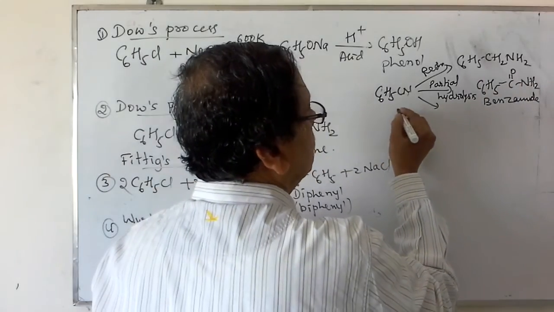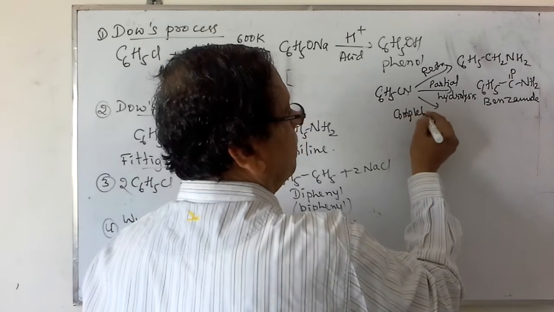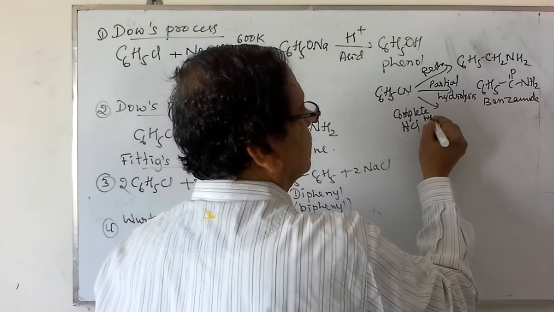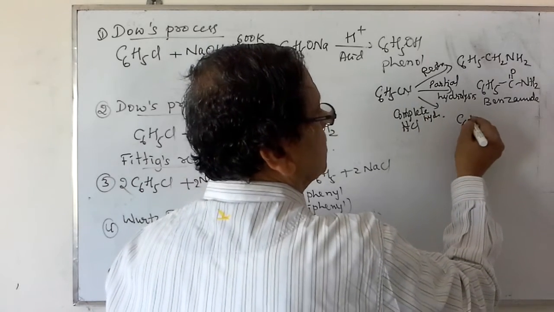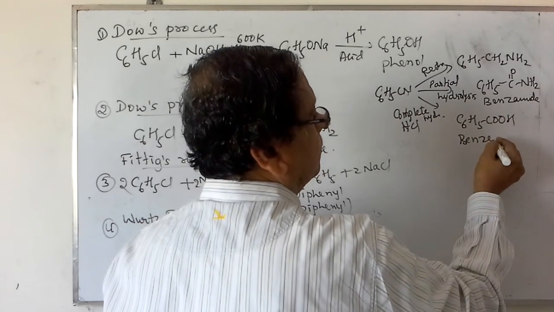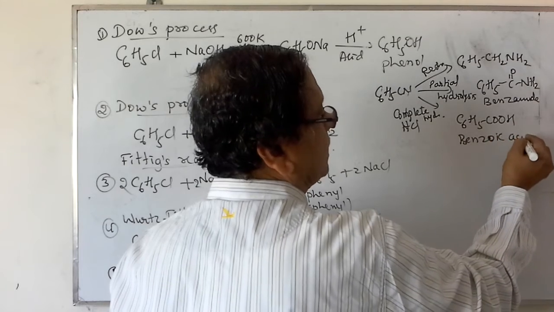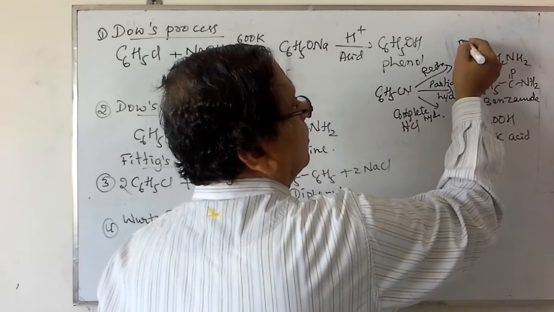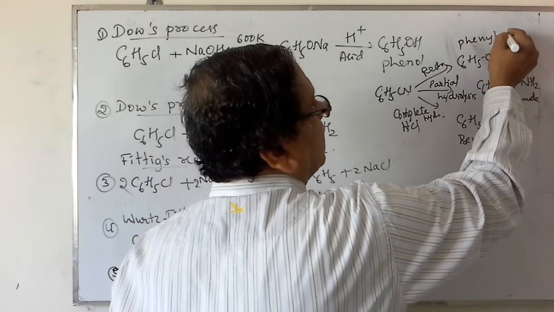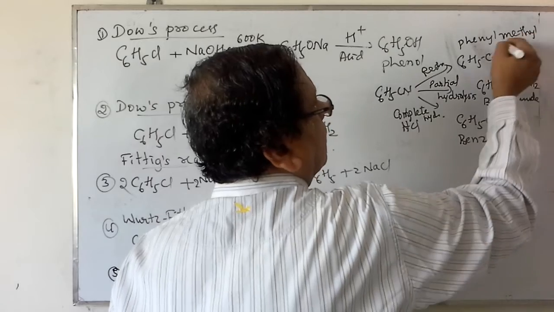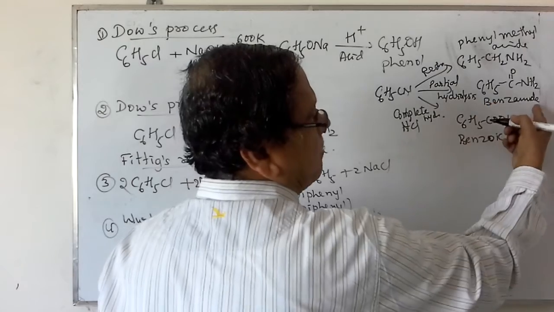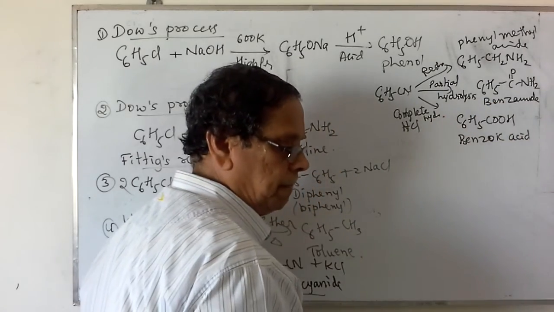If you subject this to complete hydrolysis by using HCl, then it will give rise to C6H5COOH, benzoic acid. So this is phenyl methylamine. This is benzamide. This is benzoic acid.